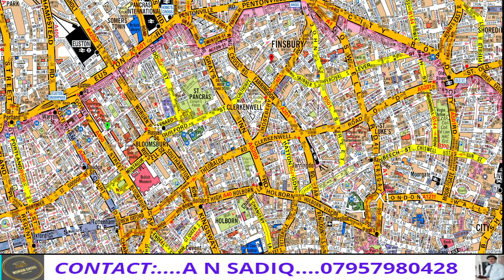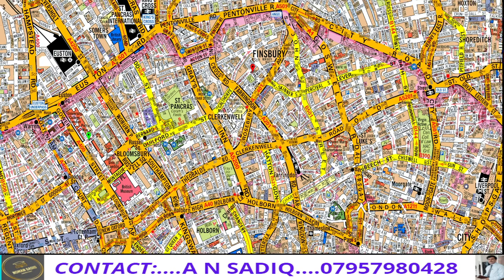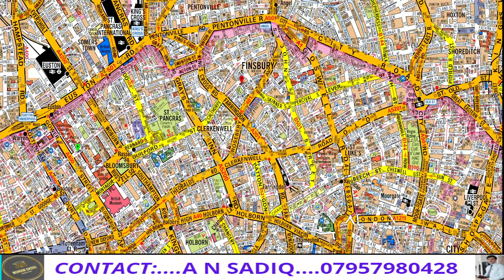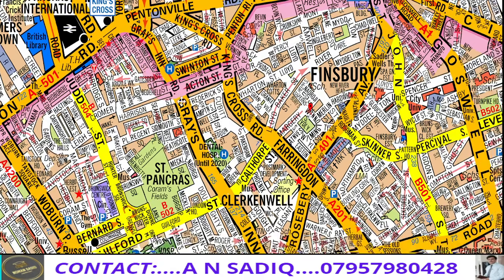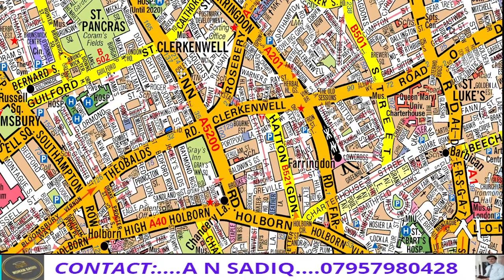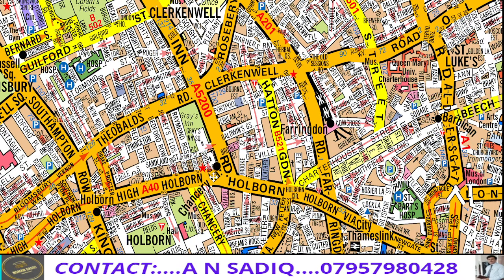So this is our green marker and here it is our red marker. First of all, what you need to do is find out where Gray's Inn Road is. So you have to mark the starting point. This is Gray's Inn Road. This is the starting point, but it is not ending here. This is still Gray's Inn Road. It is until this point.